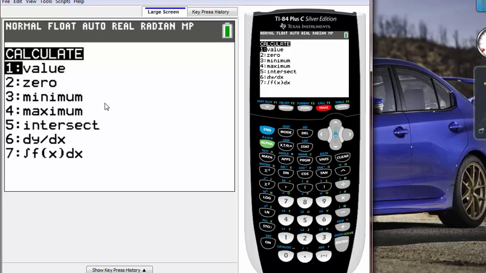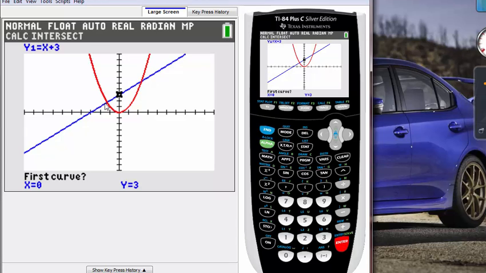And once we do that, we are brought to this screen where it says calculate. And what did we want it to calculate? We wanted to calculate the intersection. So we go down to number 5 where it says intersect and hit enter. Once you hit enter, if you look at the bottom of the screen, it says first curve with a question mark, right? So they're asking you to define the first curve that you want to set it as. The cursor is on the blue line here.